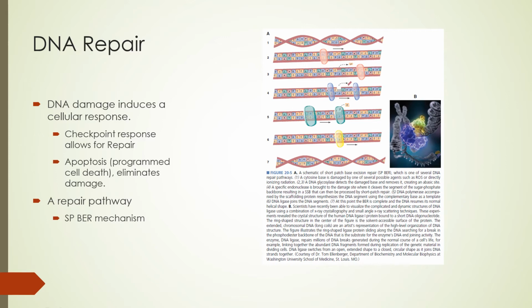The figure on this slide shows the processes involved in one type of repair pathway called the short patch base excision repair. If the mutation is catastrophic, the cell may initiate a programmed cell death called apoptosis, which leads to the damaged material being eliminated.